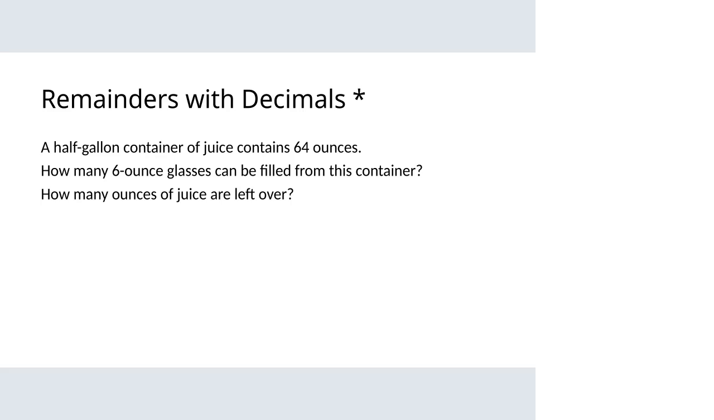Here's one I just want you to try. It involves remainders with decimals. I want you to be patient and careful as you come up with your answer here. A half-gallon container of juice contains 64 ounces. How many 6-ounce glasses can be filled from this container? And then the second part, how many ounces of juice are left over?